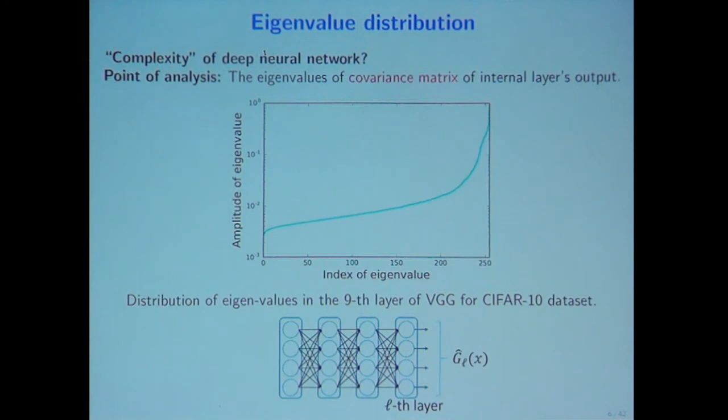Okay, so how about the complexity of deep neural networks? The point of analysis is like this. We look at the eigenvalues of the covariance matrix of the internal layers' output. For some input x, we look at the output value from some layer, for example, the lth layer. The output from the lth layer is a multivariate vector, so we calculate the covariance between the nodes in that layer. Maybe the number of nodes in the lth layer is 250, then we have a 250 times 250 covariance matrix. Now we compute the eigenvalues of the covariance matrix.